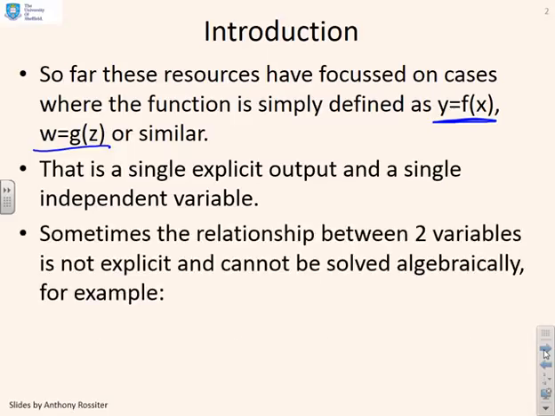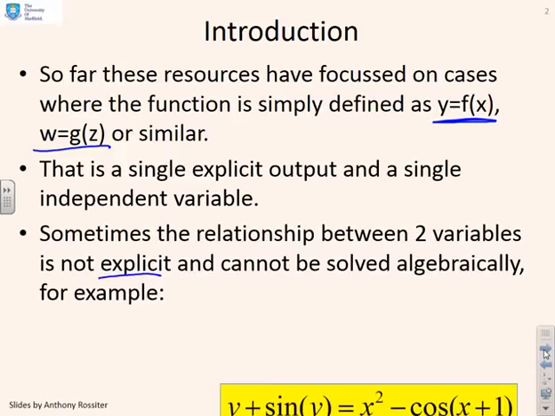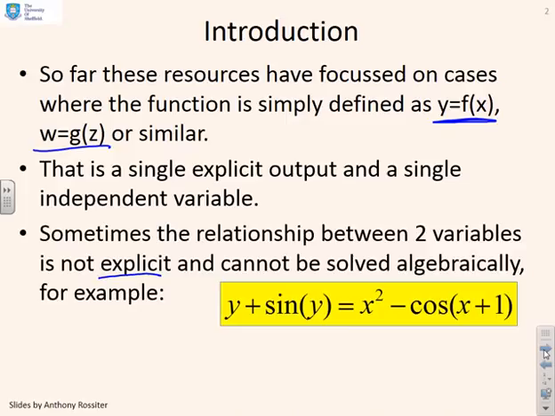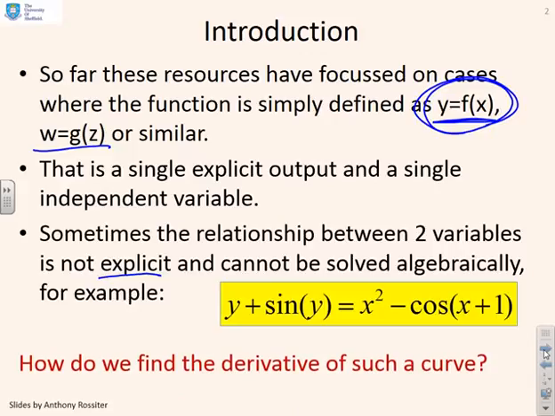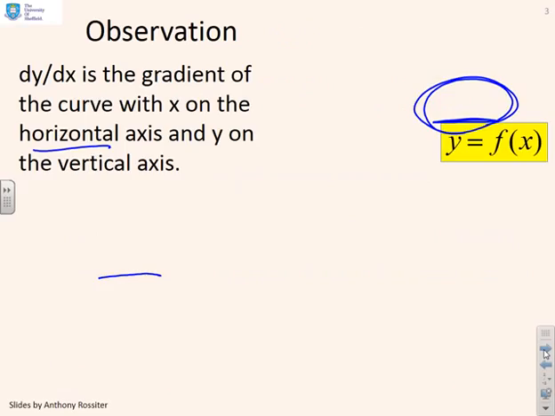Sometimes, however, the relationship between two variables is not explicit and cannot be solved algebraically. So here's an example. What if you had a function or a curve defined by y plus sine y equals x squared minus cos x plus 1? You can't easily rearrange this into the form y equals f of x. How then would you find the derivative or the gradient of such a curve?